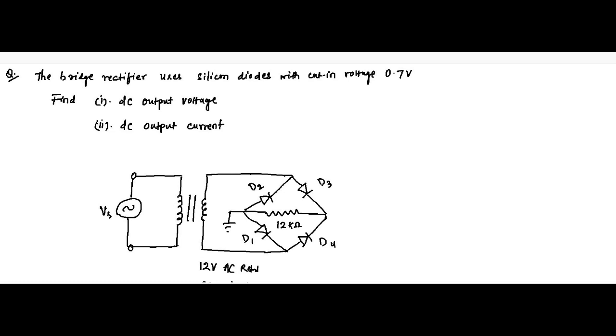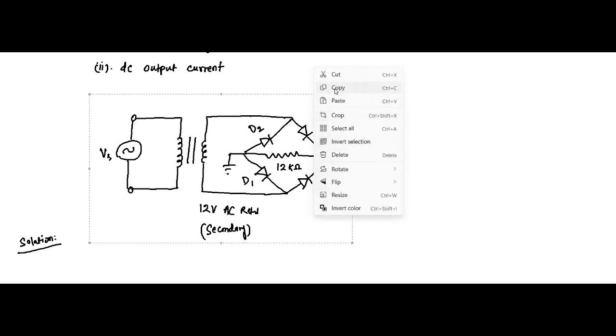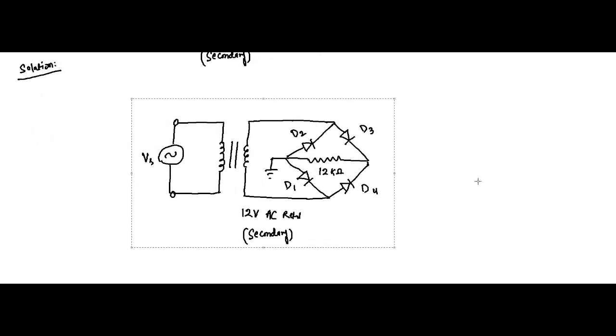Okay, so here there is no mention about the supply voltage, no mention about the turns ratio. Directly it has been given that the RMS value of the secondary winding voltage is 12 volt. So first we will copy the circuit. So here the RMS value of the secondary winding voltage is 12 volt, from here to here.